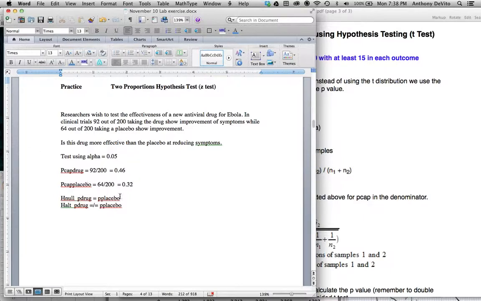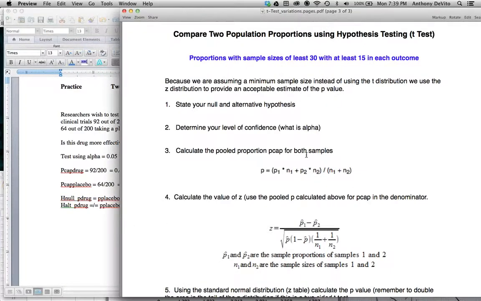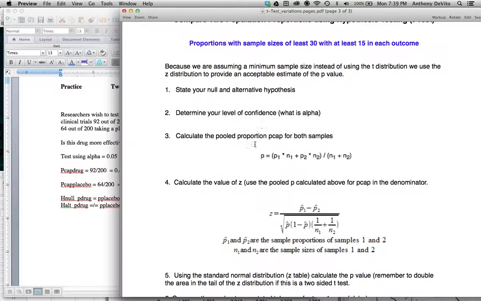Our null hypothesis is that there's no difference in the population if the whole population of people who had Ebola took the drug versus if they took the placebo. So we want to see whether or not we can reject our null hypothesis that there's no difference between the proportion of people who improve. How am I going to do that? Well, the first thing I'm going to do is calculate a pooled proportion for P cap.